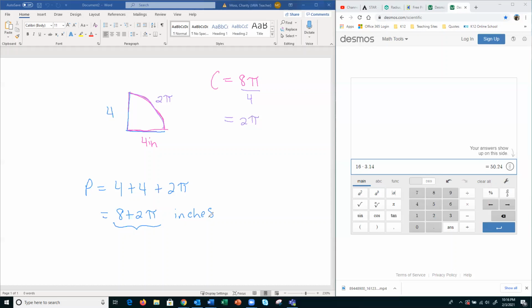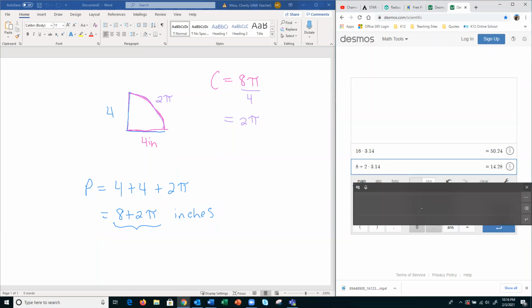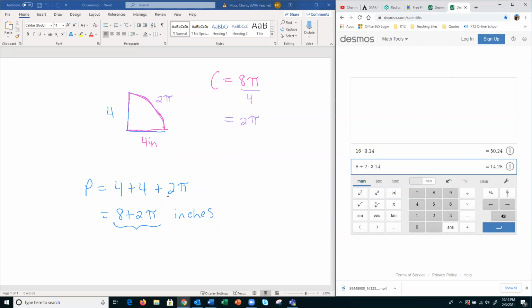If they want the approximation of that, all you would need to do is come over here to your calculator and do 8 plus 2. And I'm going to tell you guys on here, they are going to want you to substitute 3.14 in for this value. So 2 times 3.14. So it'd be approximately, because remember, when you're plugging in pi, or 3.14 for pi, it then becomes an approximation. So approximately 14.28 inches.